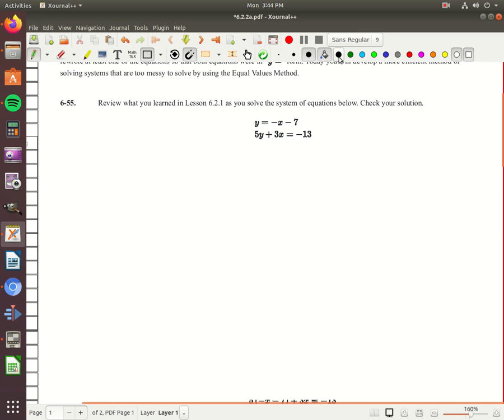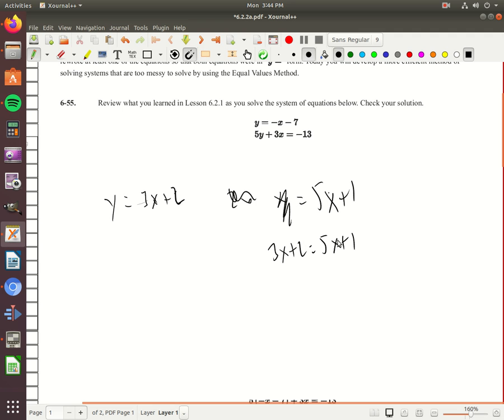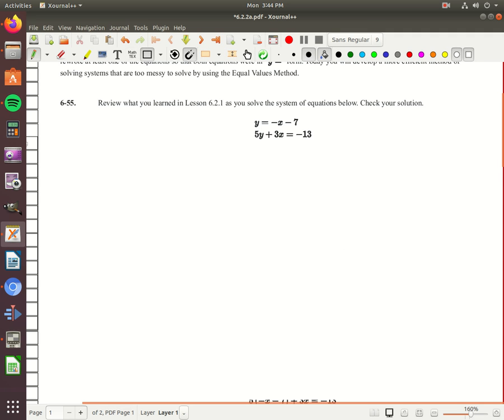When you get something that looks like this, that's supposed to be y equals 3x plus 2, and y equals 5x plus 1. You're still substituting, in my opinion. You're saying, hey, look, this equals y and this equals y. I'm going to get rid of this y and replace it with this 3x plus 2 instead. That's how I see the equal values method.